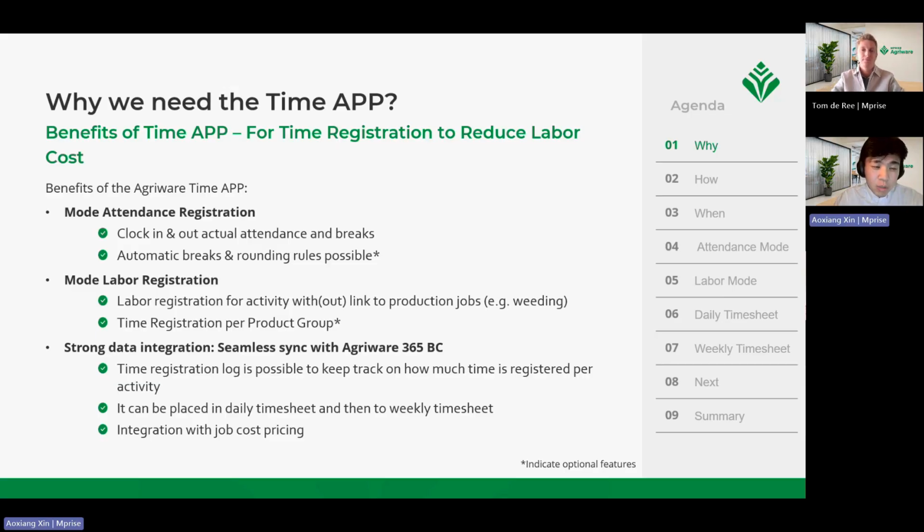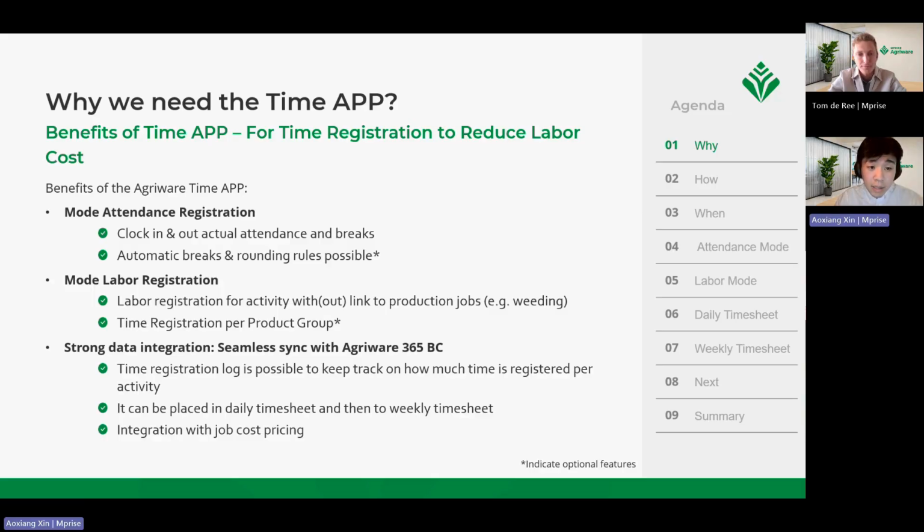The first one is called attendance registration, where you can clock in and clock out with the actual attendance and breaks. Which means I come to the office, I tag in, and if I take a break, I tag in. If I leave the office, I tag out. And second, indicated with a star, which means optional features, we can add automatic breaks, which means you can set up automatic breaks for your staff. And also we have rounding rules. Rounding rules basically means if you come to the office at 7:07, you can round it down to 7 o'clock, or you can round it up to 7:15, depending on your registration system.